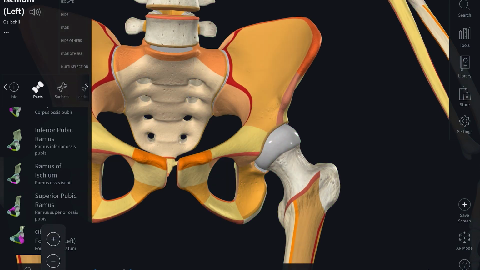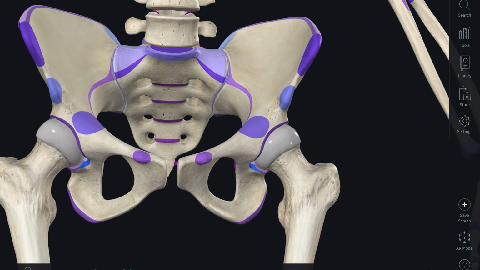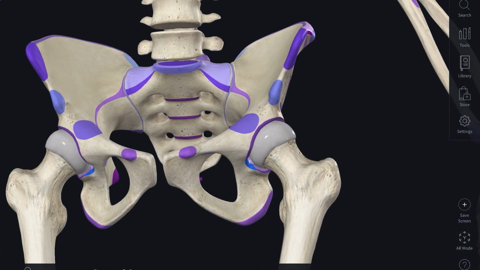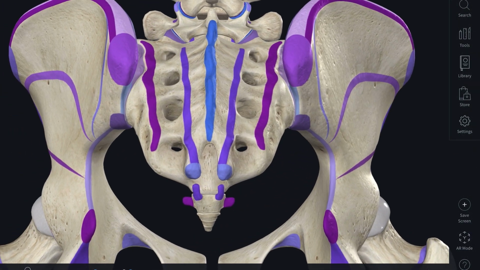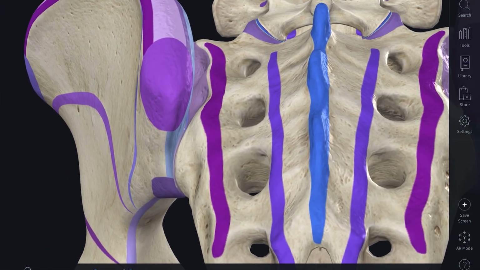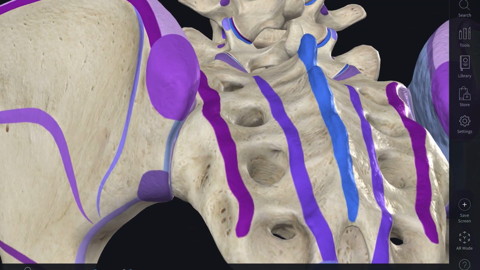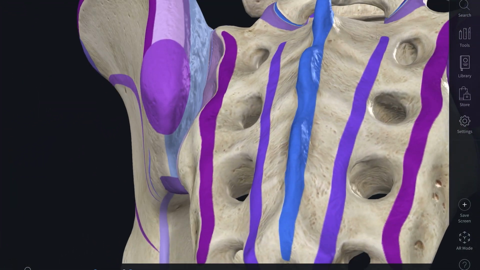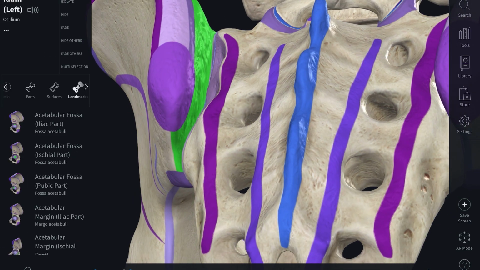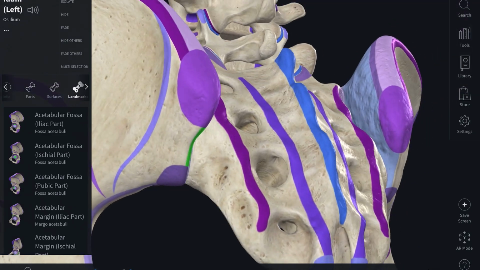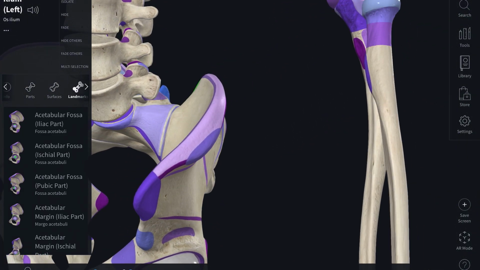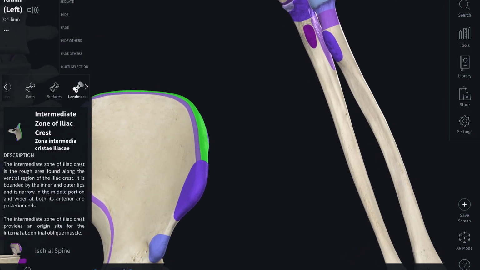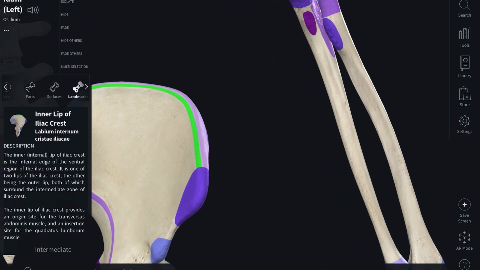Let's change this up a little bit right here. You can kind of see these pieces. So you have your SI joint that sits right in here. This is your SI joint, which stands for your sacroiliac joint, the SI joint. Some people have problems with that. Then you have the top of the ilium, or your iliac crest.